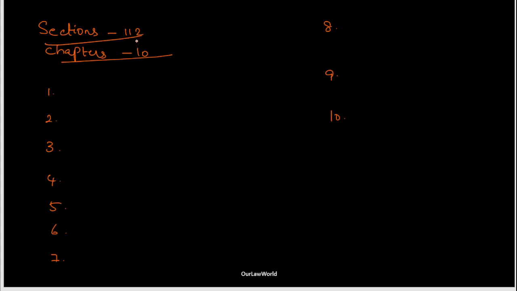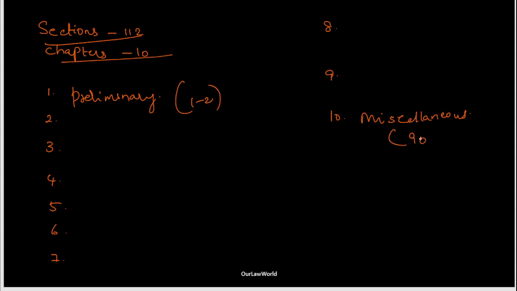So let us go through these chapter names also so that it will be easy to remember. We'll tell you how you can remember. The first chapter will start with preliminary. Obviously most acts start with preliminary and end with miscellaneous. So the first chapter is preliminary and the last chapter is miscellaneous. Just remember, preliminary has sections 1 to 2 and miscellaneous has sections 90 to 112.